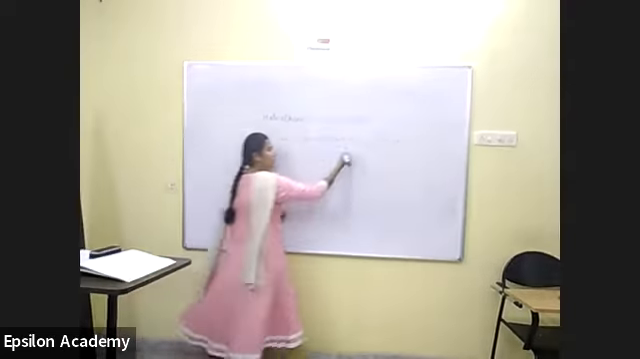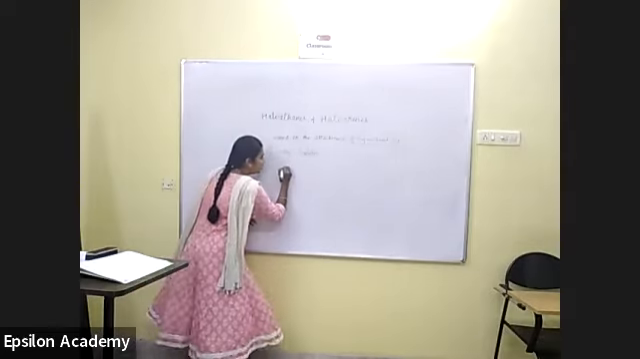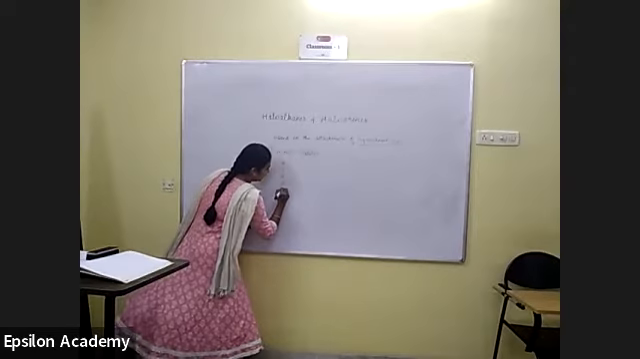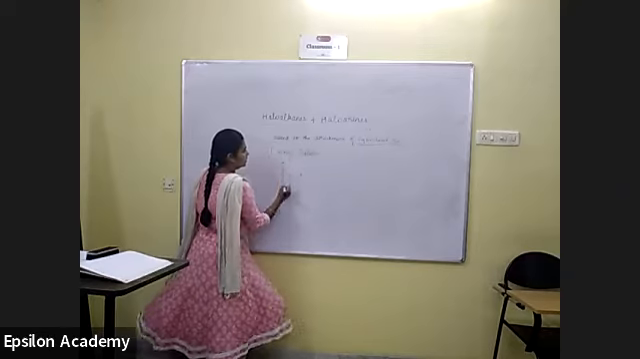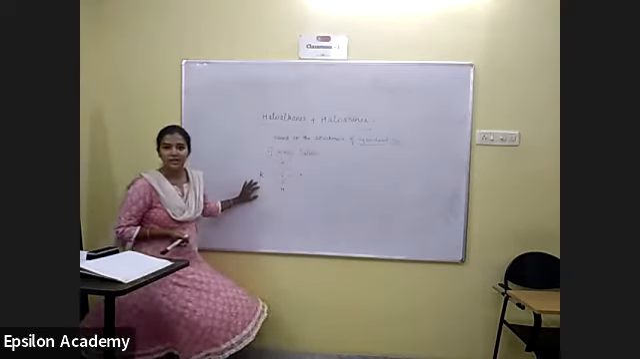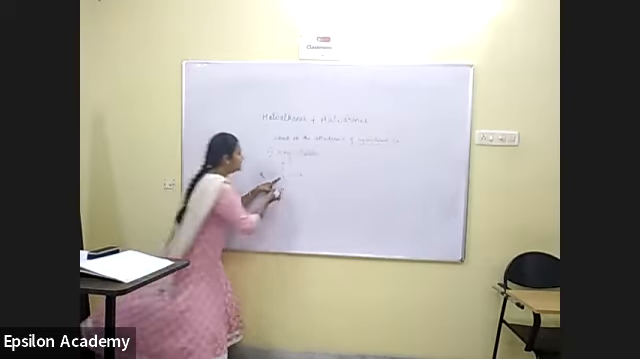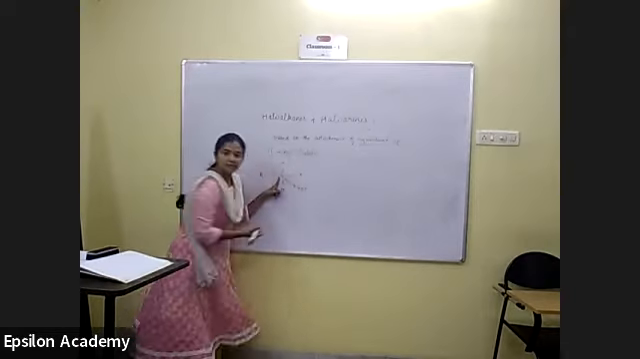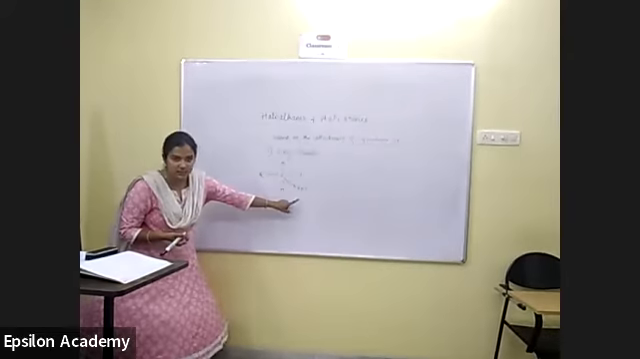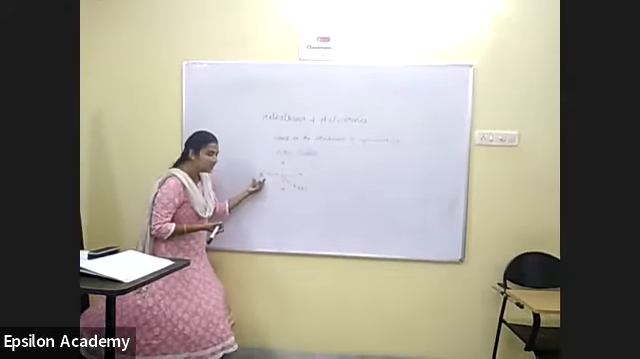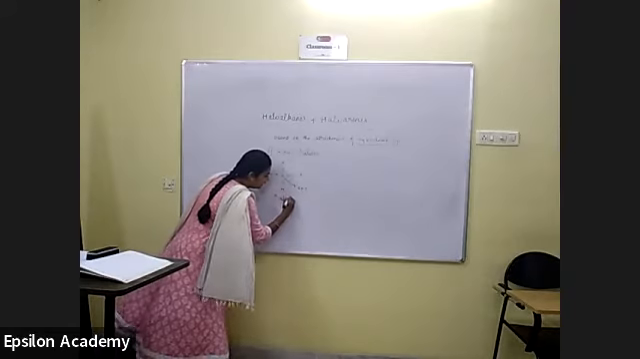Here I have written hybridized sp3 carbon atom, which means your alkyl halide will be like this. So this is your alkyl. This is your sp3 carbon atom, having a single bond, right? So this is an sp3 hybridized carbon atom attached with one alkyl, so this can be named as primary alkyl halide.